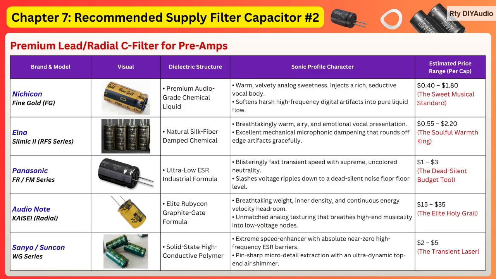Match these compact blueprints precisely to your preamp circuit stages. Choose your rated voltage using our strict 1.5 to 2 times multiplier law, and secure flawless sonic purity right at the foundation of your power supply.